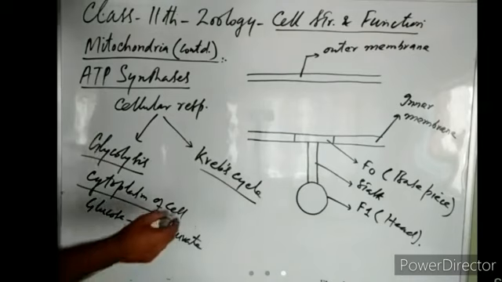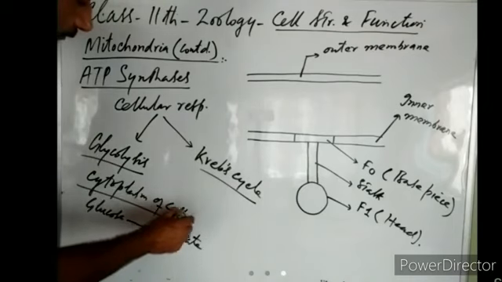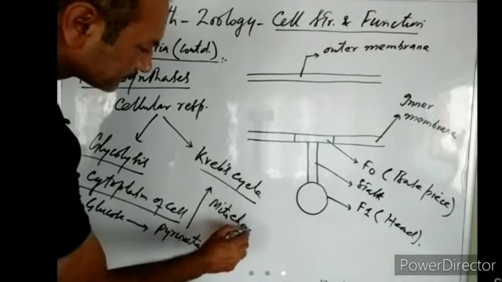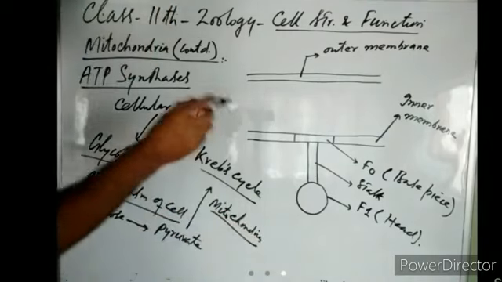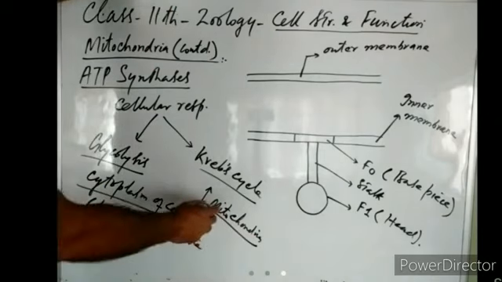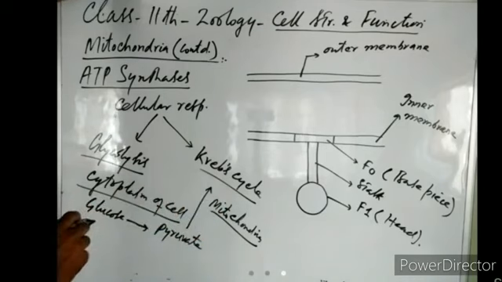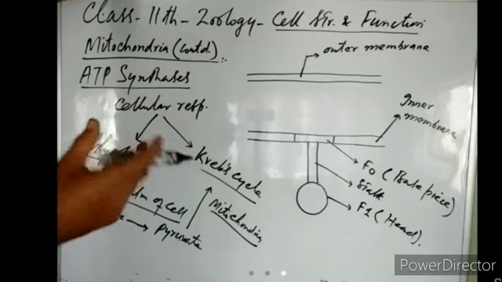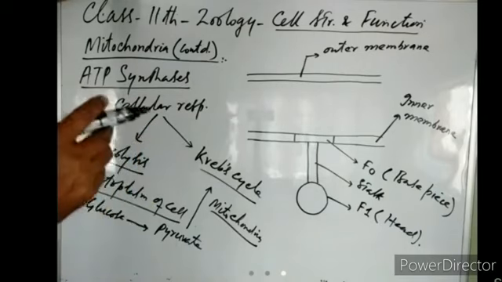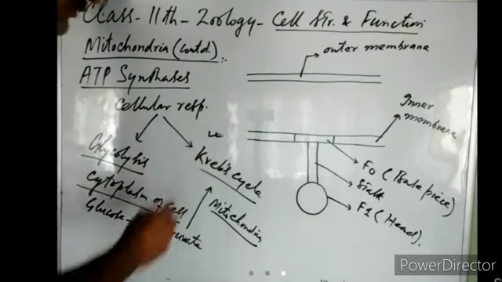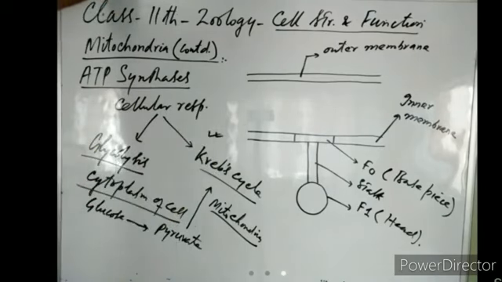And then this pyruvate enters into the inner chamber of mitochondria. In the inner chamber of mitochondria, this pyruvate is subject to a series of changes in a cyclic manner. Those series of conversions in a cyclic manner are known as Krebs cycle.